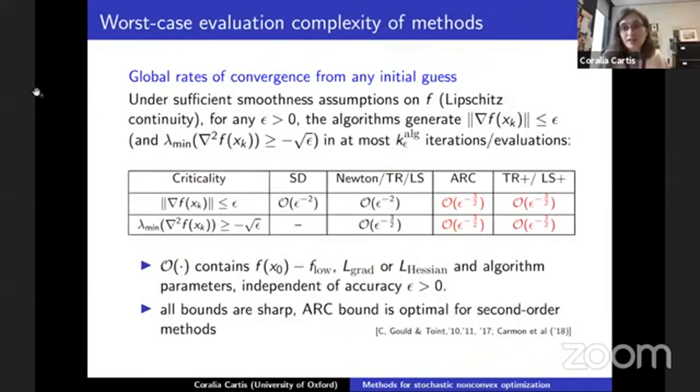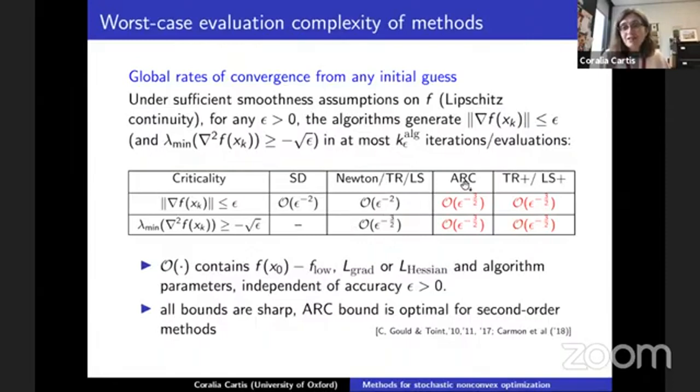So what do we know about global rates of convergence of these methods? And this is what I've spent a lot of my life doing. Under just smoothness assumptions on F, so either the gradient is Lipschitz continuous or the Hessian is Lipschitz continuous, we can guarantee that these methods drive the gradient of F below epsilon and ensure some second order criticality condition, if they can calculate second order information, in at most this many iterations. So for steepest descent it is at most epsilon to minus 2, and there are no second order guarantees, but you only need the gradient to be Lipschitz continuous. For Newton with classical trust region and line search as described, it's again epsilon to minus 2 for first order guarantees, and epsilon to minus 3 halves for second order.